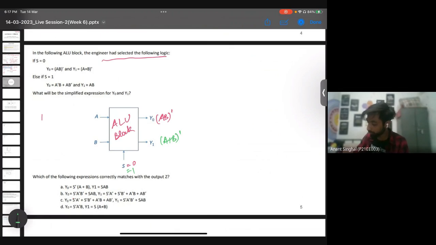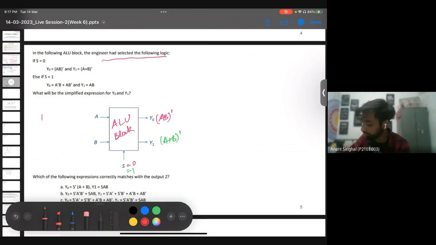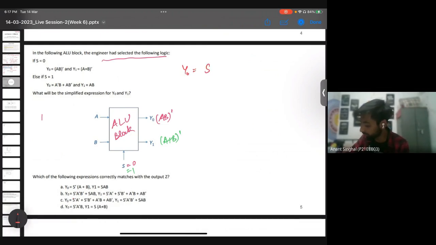So to solve the first part, when s equals 0 and s equals 1, we'll cover the Y0 first. So I'll write Y0 is equal to, when s equals 0, that is s bar, Y0 is nothing but ab whole bar. And then when s equals 1, which is s, Y0 is nothing but a bar b plus a b bar.